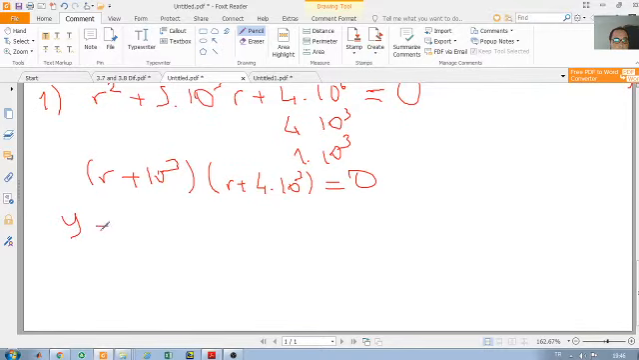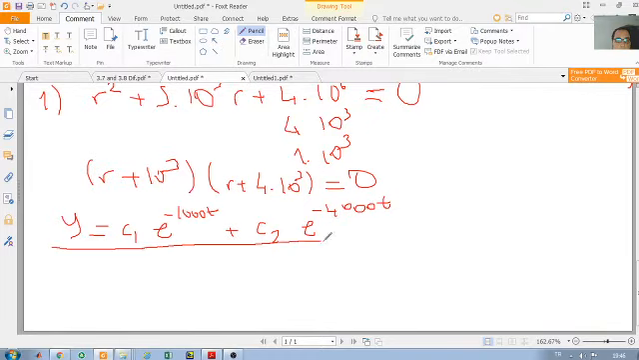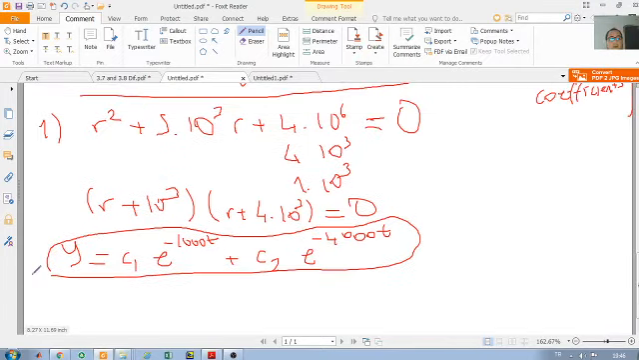So the solution of the corresponding homogeneous equation will be r1 is equal to minus 1000, r2 is equal to minus 4000. Therefore we write c1 times e to the power minus 1000t plus c2 times e to the power minus 4000t. Okay, this is the solution of the corresponding homogeneous differential equation.